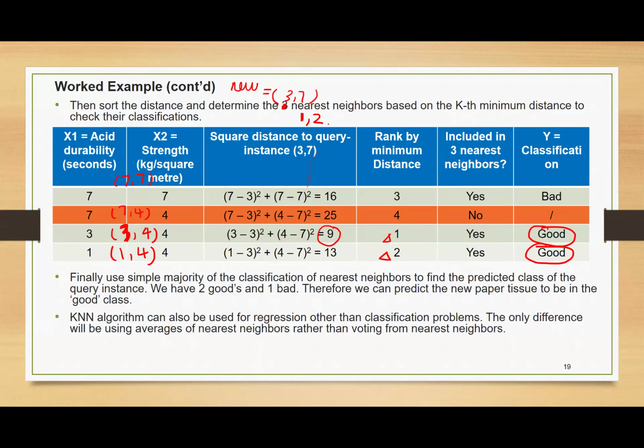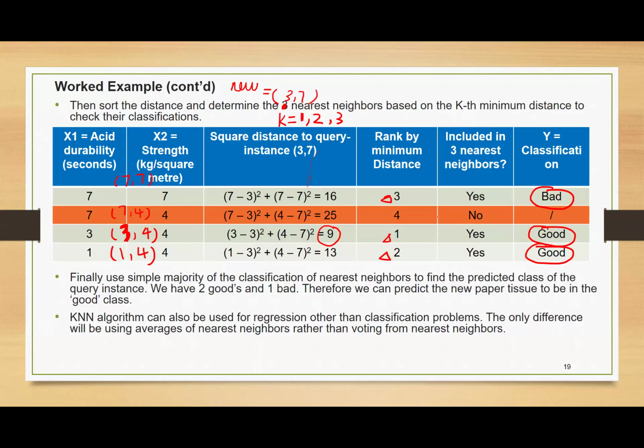And then we increase again to 3. So this is the K value, okay? K value. If we increase the K value to 3, then we need to check this one. This is the 3rd nearest neighbor. But this one is bad. However, it doesn't matter because we are using majority vote. We have in total 3 distances. 2 of them said this is good. So the new data point can still be classified as good.